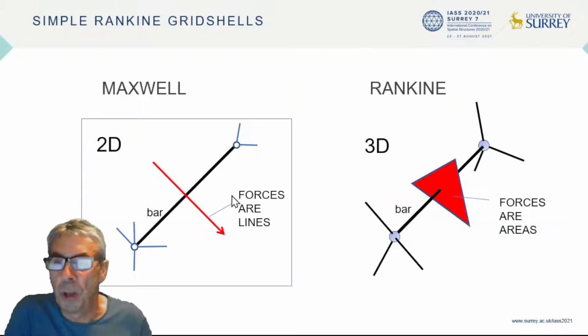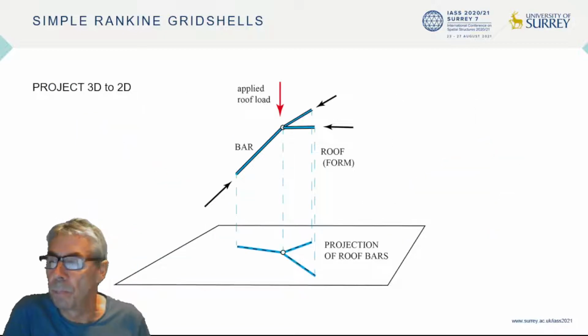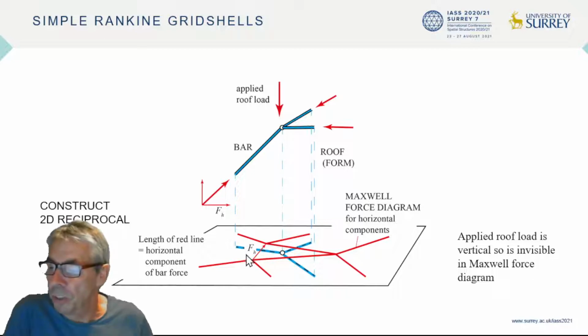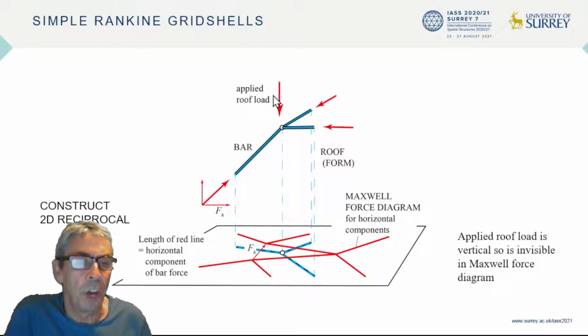Maxwell represents forces by the lengths of lines, whereas Rankine represents forces by polygonal areas, and these are very different worldviews. Here, a roof node carries a vertical load and the three bars that meet there are projected to a horizontal plane. Here we draw the Maxwell force polygon in red. That red line is perpendicular to that blue bar, and its length gives the horizontal component of the bar force. Vertical components, such as the applied roof loads, are invisible in the Maxwell force diagram.